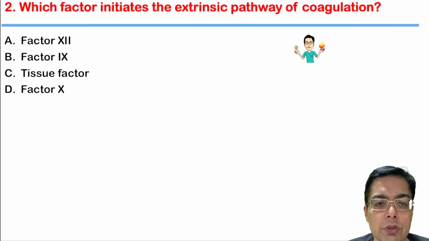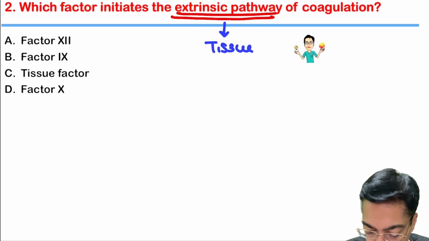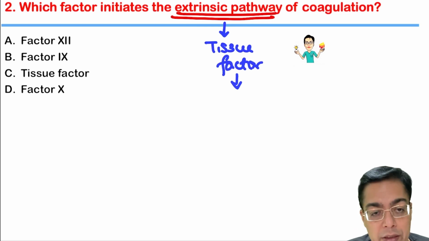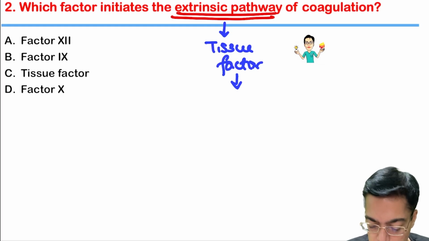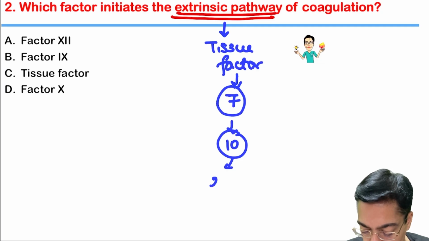Talking about the next question, which of the following initiates the extrinsic pathway of coagulation cascade? Extrinsic pathway means something coming from outside. And this is typically going to be seen because of the presence of tissue damage. Tissue damage is responsible for the release of a factor which is given the name of tissue factor. And this tissue factor is responsible for causing activation of factor 7. After factor 7, you were talking about activation of factor 10. Then we get activation of factor 2.